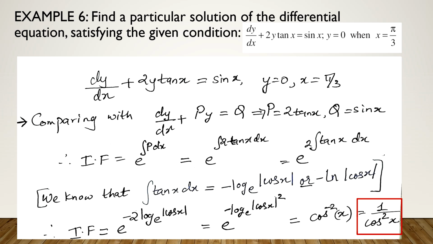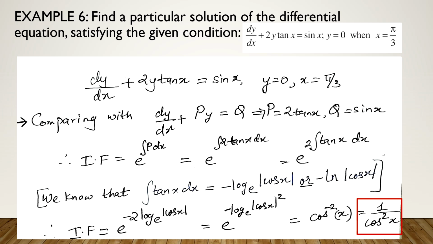One more example to find particular solution. dy by dx plus 2y tan x is equal to sin x when y is equal to 0, when x is equal to pi by 3. This is the condition given. So you have to find the particular solution. Steps are same. When you compare with dy by dx plus py is equal to q, your p is 2 tan x and q is sin x.